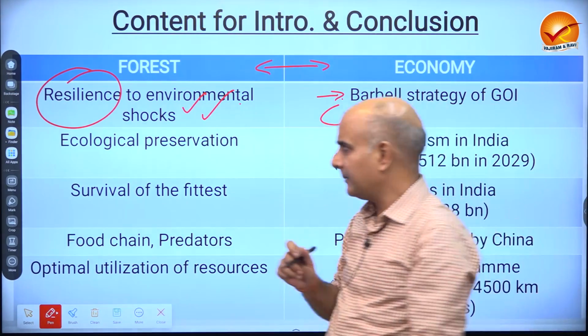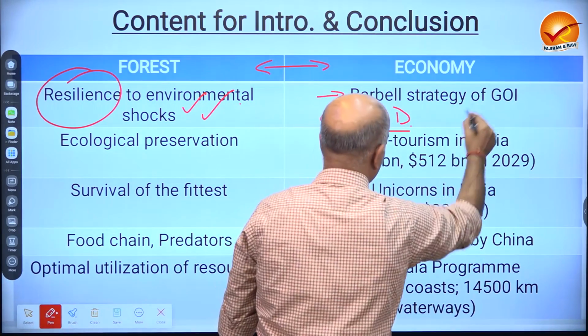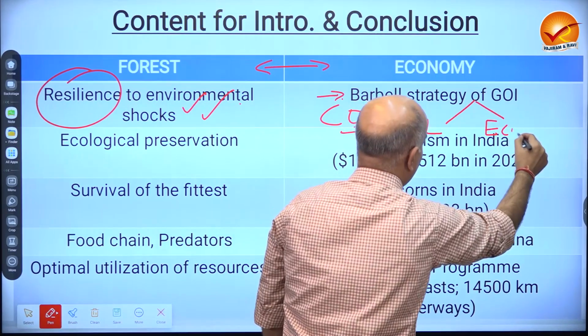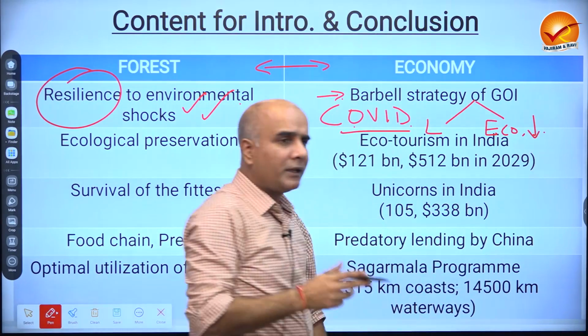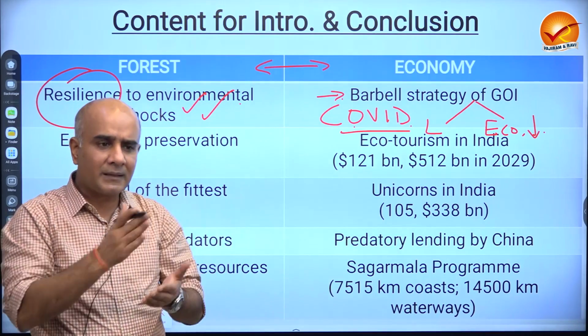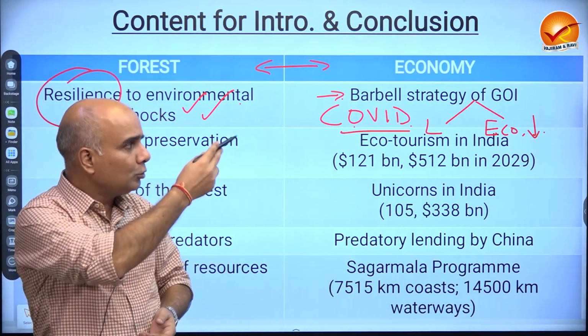But that was one part. What is the second part of the barbell? The government realized that when you're imposing these lockdowns, this will have an adverse impact on economic growth, on economic opportunities. So simultaneously, the government came up with relief measures to boost the economy.